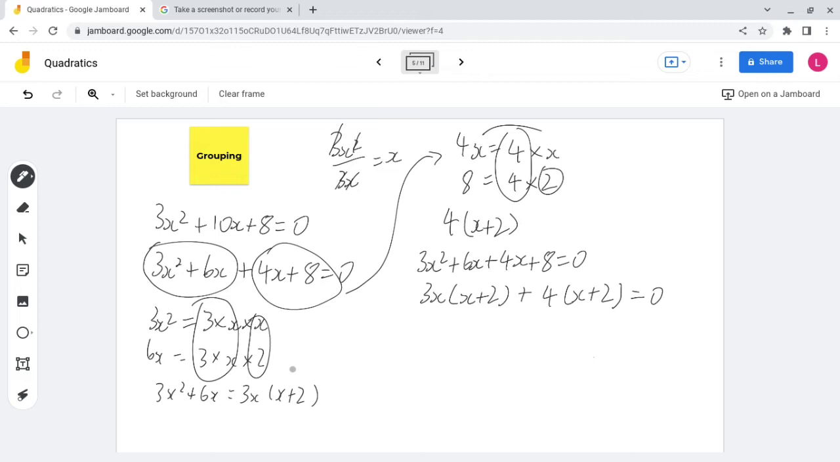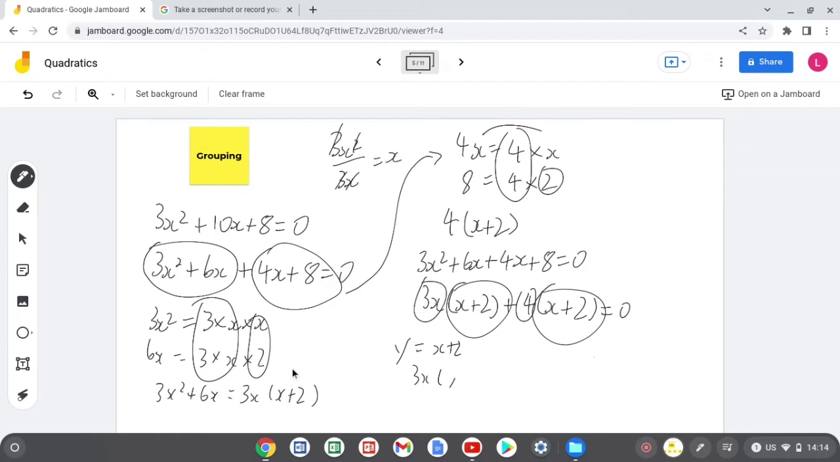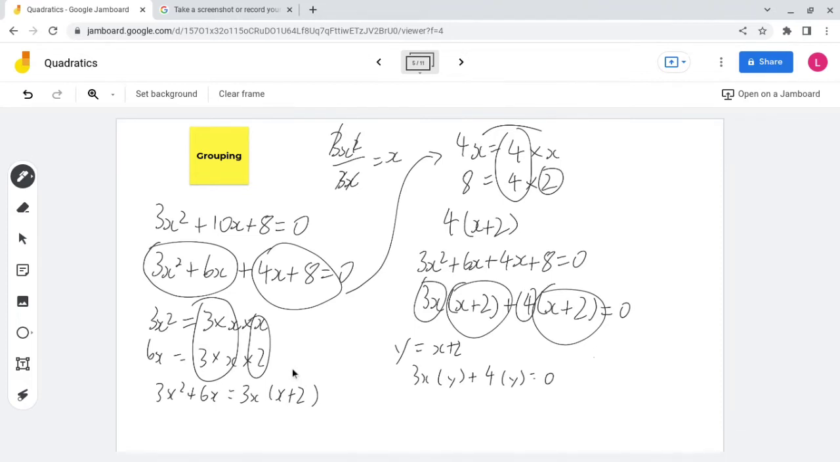Now when we get this, you are really close to the answer already. So what you gotta do now is to group this together. Why? Because x plus 2 and x plus 2. Okay, let's sub in y as x plus 2, okay? So it's just a temporary thing. So 3x times y plus 4 times y equals 0.